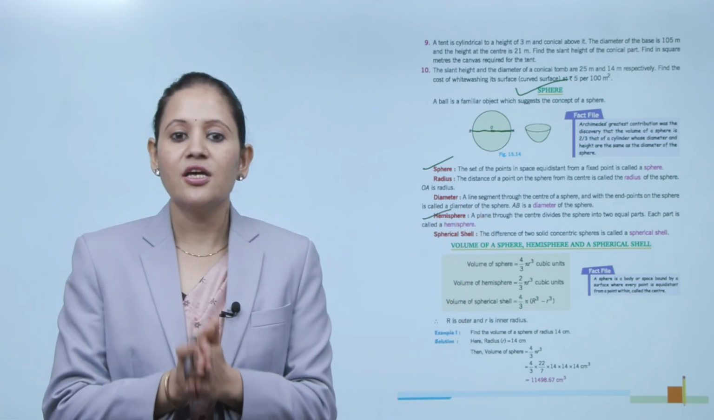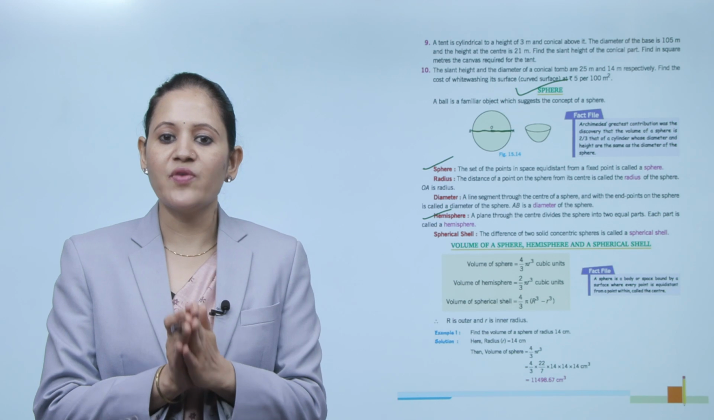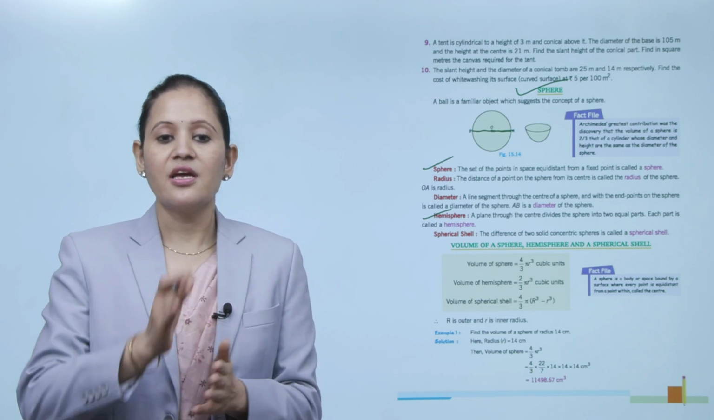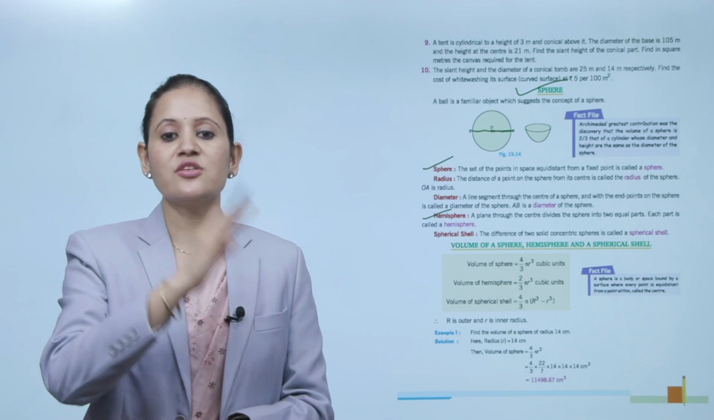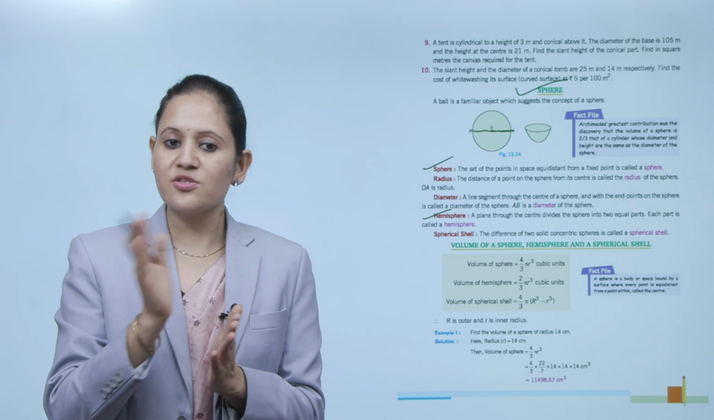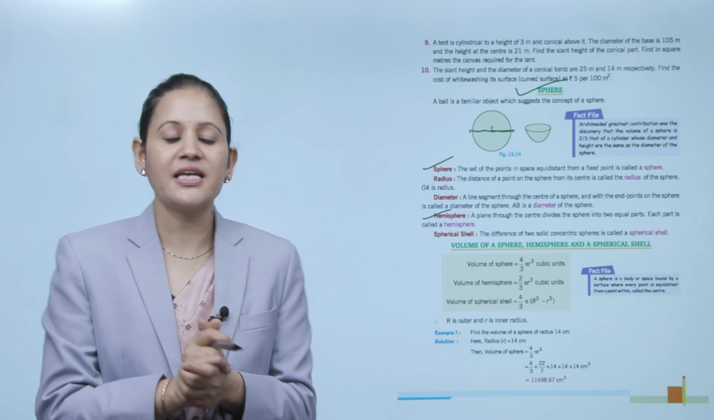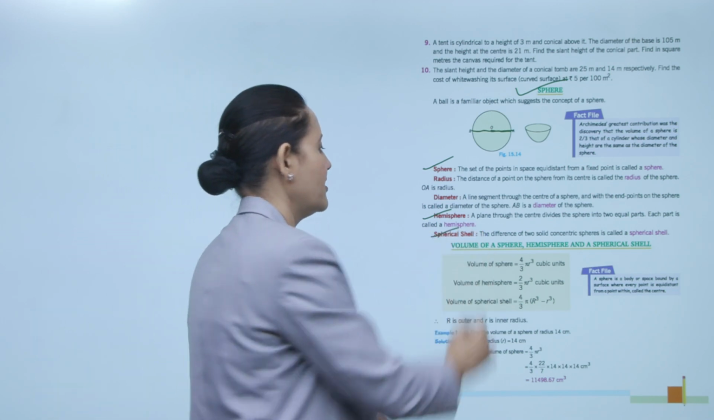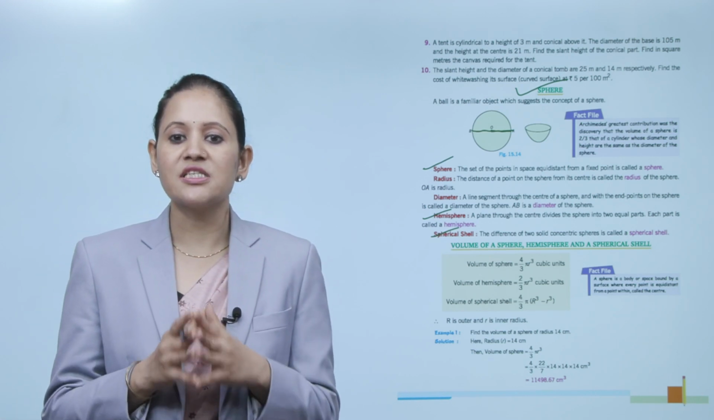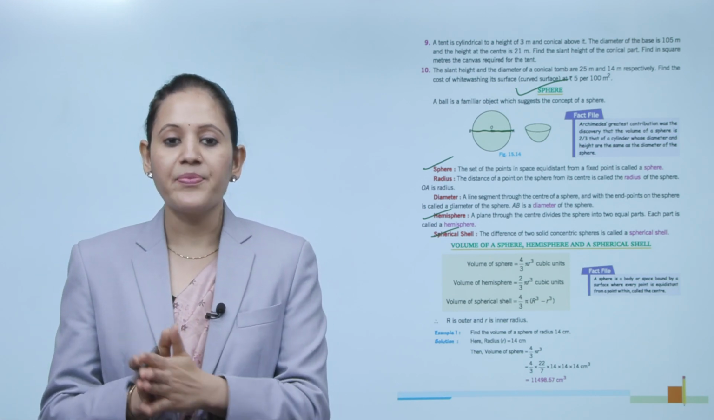A plane through the center divides the sphere into two equal parts. Each part is called a hemisphere. A diameter divides the sphere into two equal halves, known as hemispheres. Next is spherical shell. The difference of two solid concentric spheres is called the spherical shell.